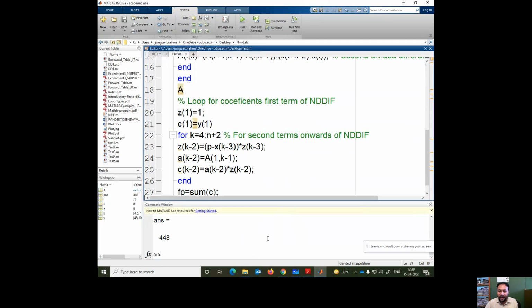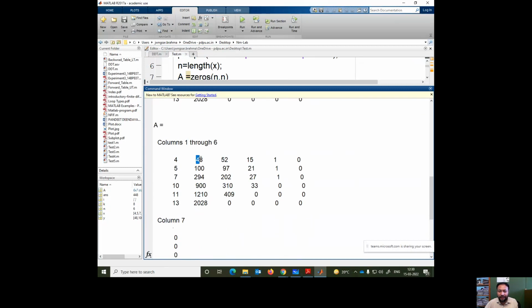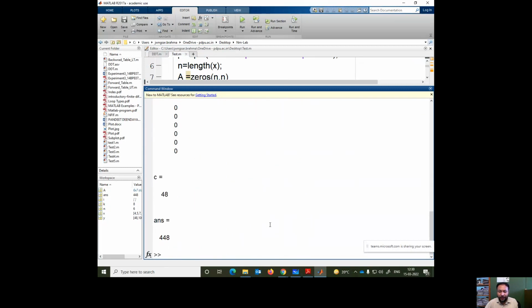It is 48. Is it correct or not? How can I cross check it? It is very simple. This is the first value of y, 48. Now the answer is 448. In the book also it is coming 448.